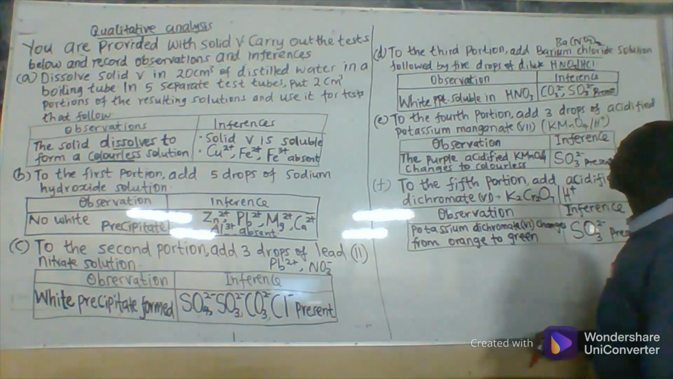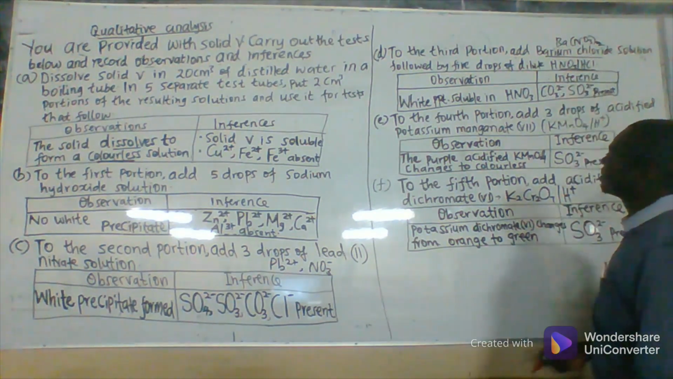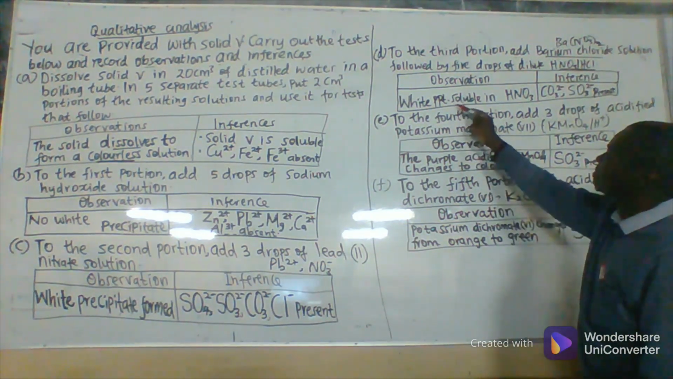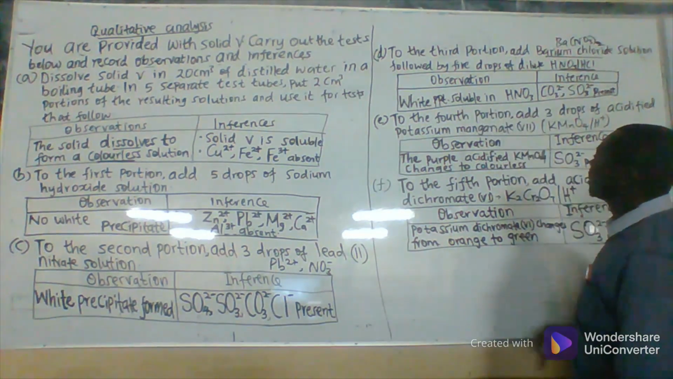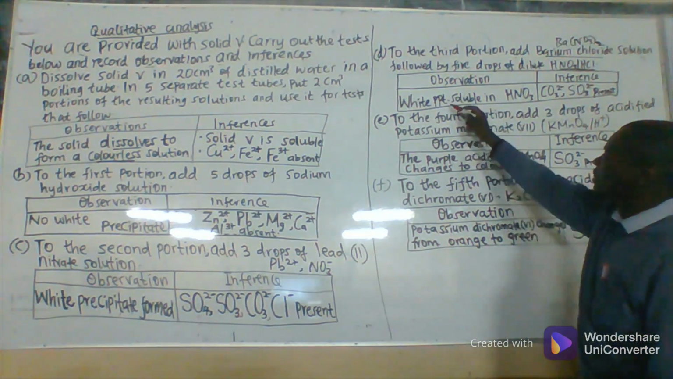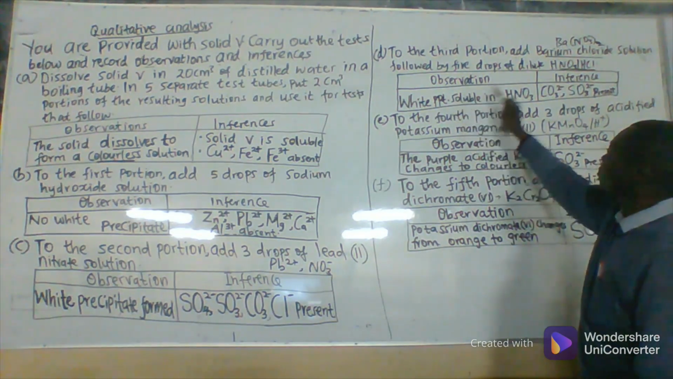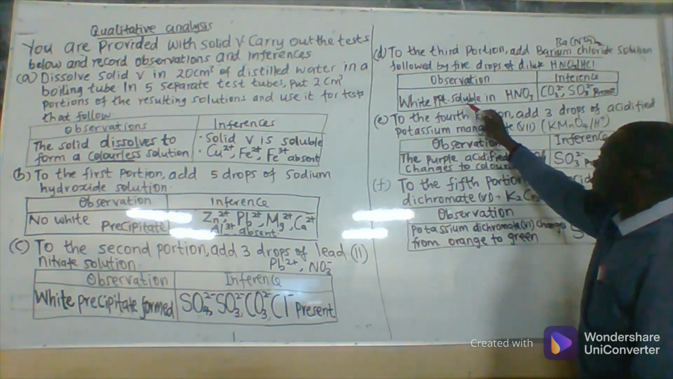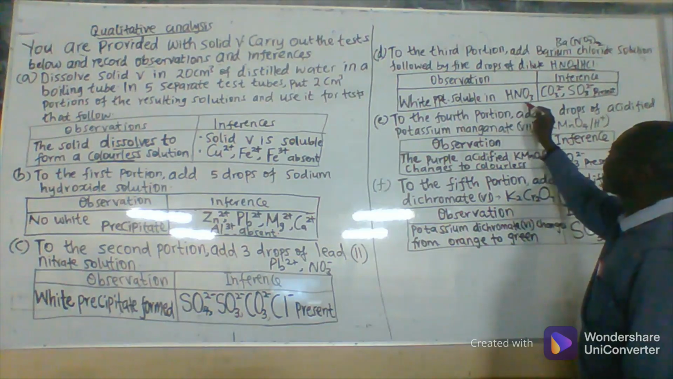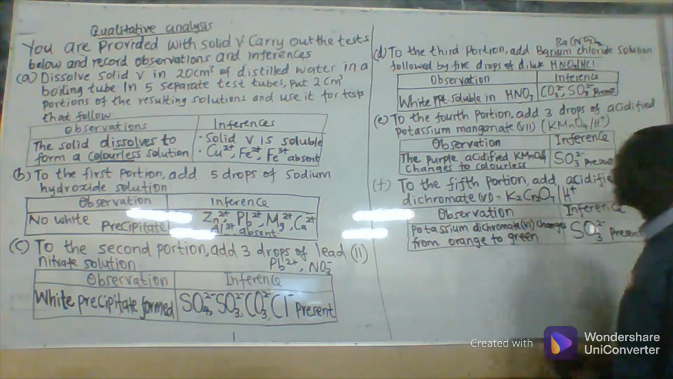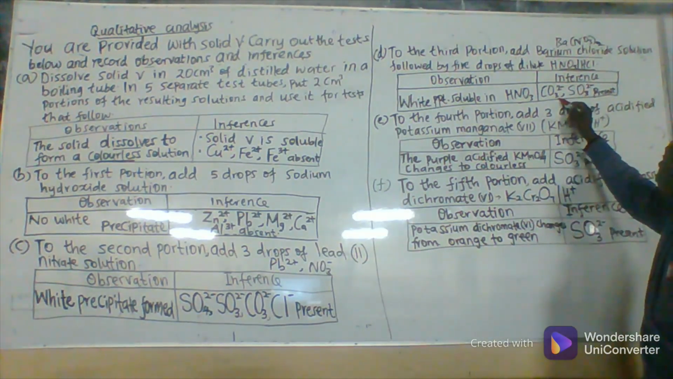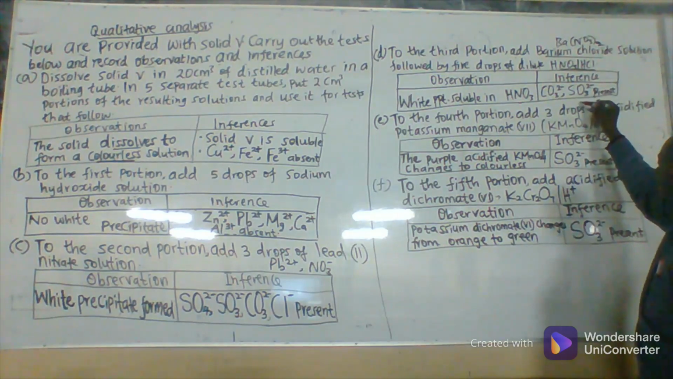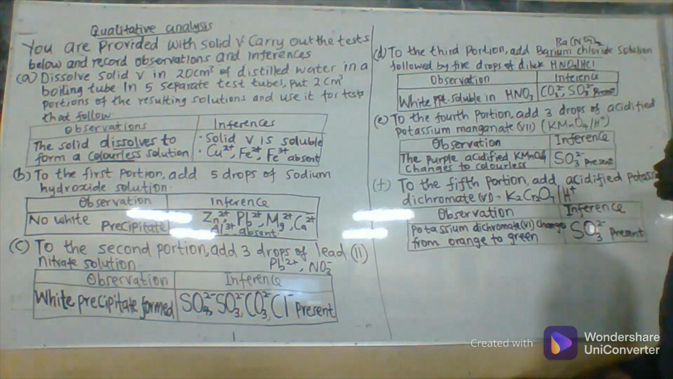So when the learners added these, what they observed was a white precipitate which was soluble in dilute nitric acid. And when you see a white precipitate formed on addition of barium nitrate or barium chloride, and that white precipitate dissolves in a dilute acid like nitric acid or hydrochloric acid, then what you write as the inference is carbonate ions or sulphite ions present.